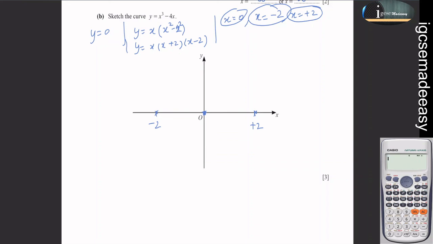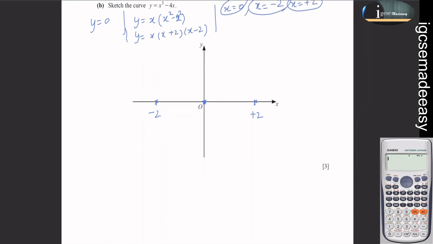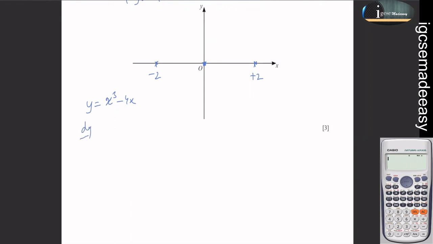Now we know only the graph that cuts the x-axis. Now let's find out the turning point. Turning point we can find out by differentiating the equation. So we have the equation y equals x cube minus 4x. To find the turning point, we can differentiate this equation. If I differentiate this one, dy by dx equals 3x square minus 4x, right?